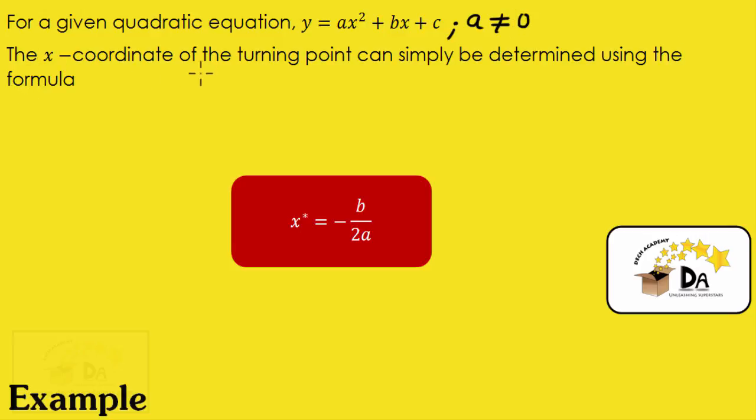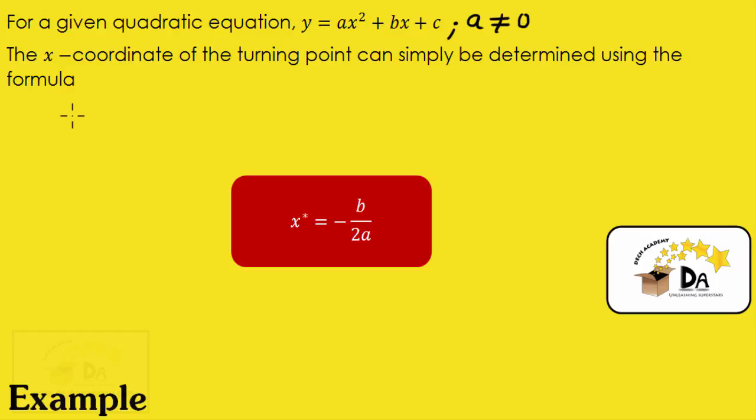The x coordinate of its turning point can be determined using a formula. I put an asterisk next to it, but it's x* equals minus b over 2a. Now, every point on a graph has an x coordinate, but I'm using an asterisk next to this x, I'm going to call this x asterisk, to show that it refers to the x coordinate of the turning point.